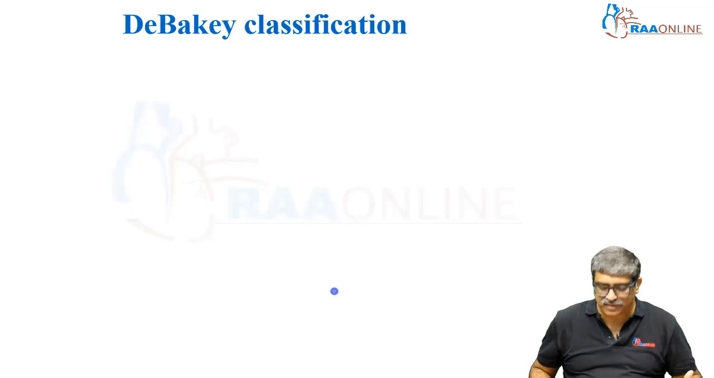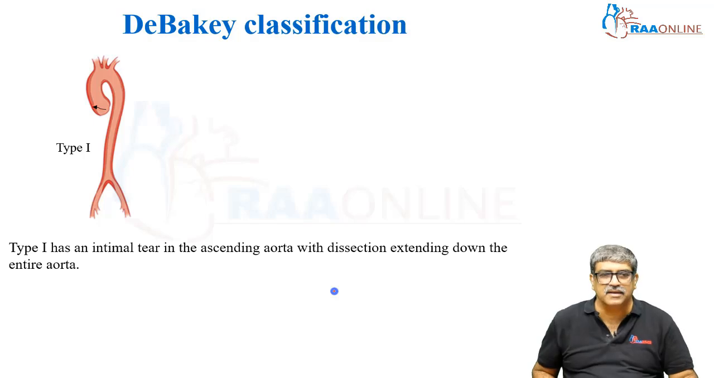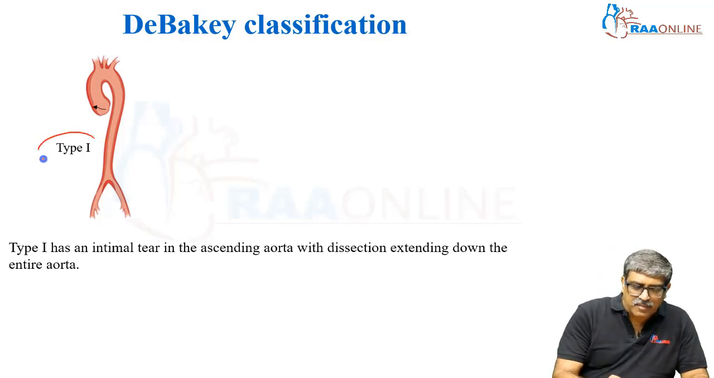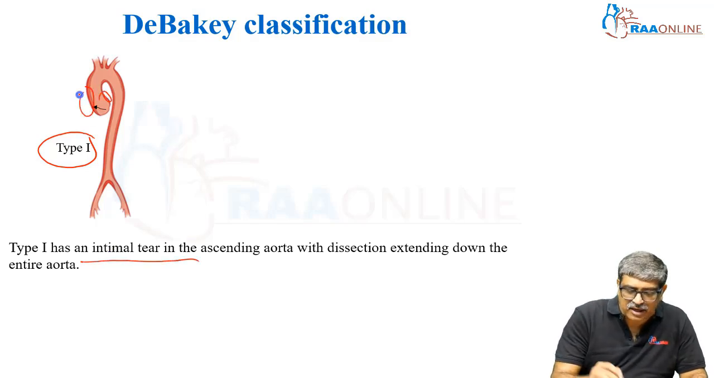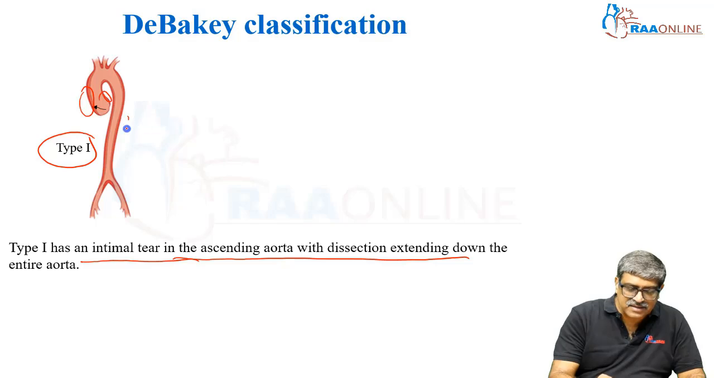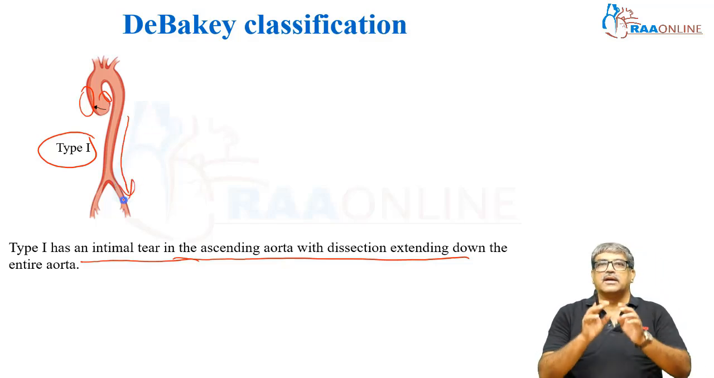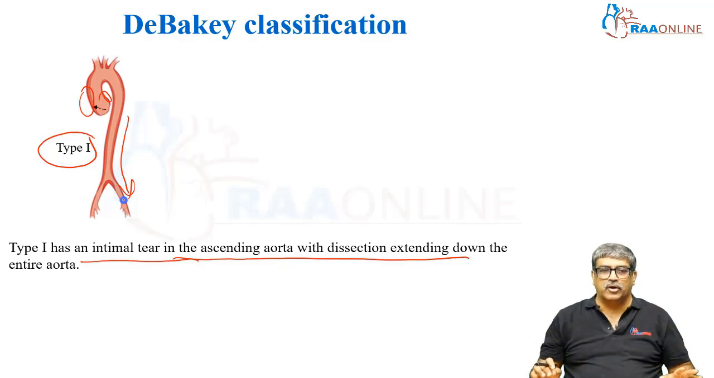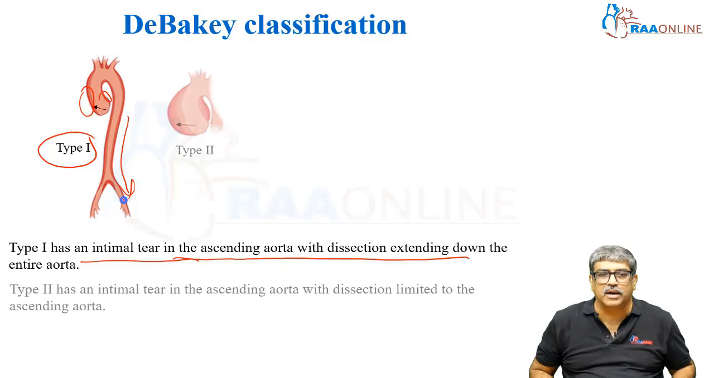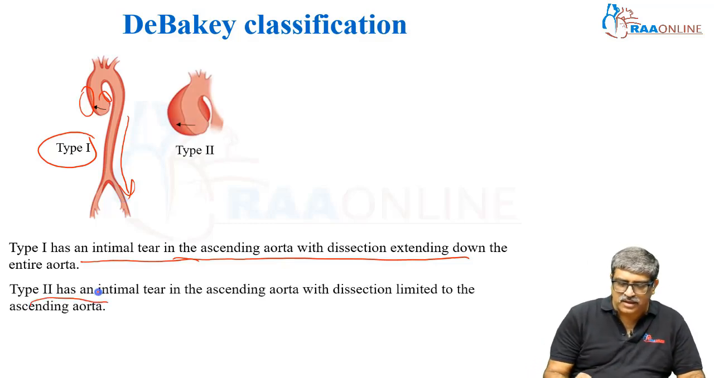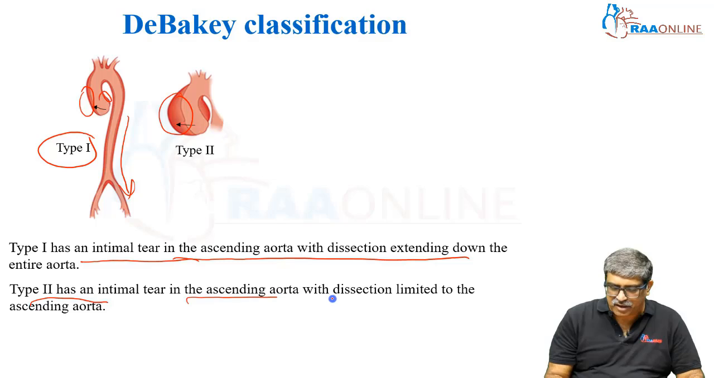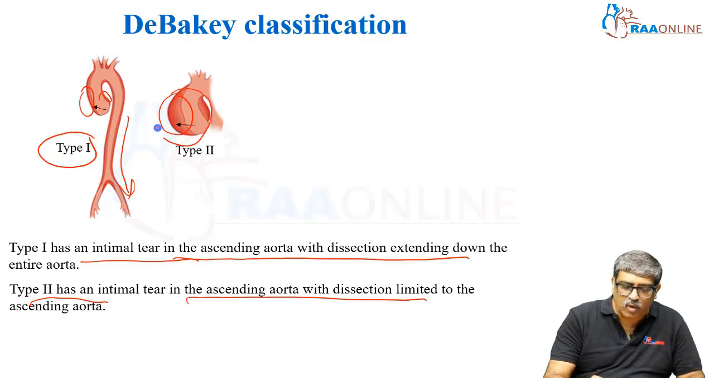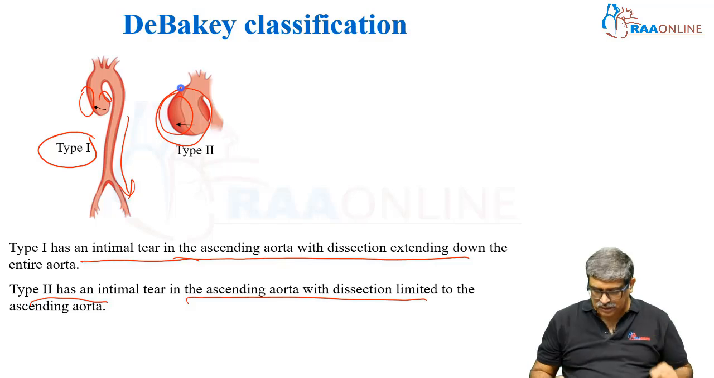Now coming to another classification which is called the DeBakey classification. This is used for dissection. Here there are 3 types. Type 1, there is an intimal tear in the ascending aorta and the dissection extends through the entire aorta. A dissection happens on the ascending aorta and the dissection is throughout the aorta till the abdominal part. In type 2, there is a dissection in the ascending aorta and the dissection is limited only to the ascending aorta. That is type 2.